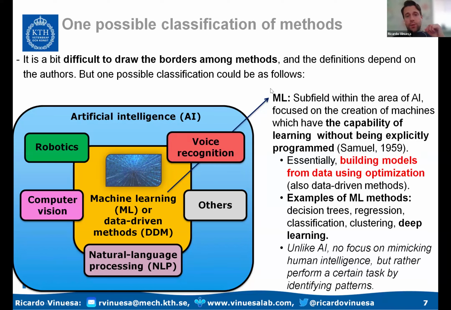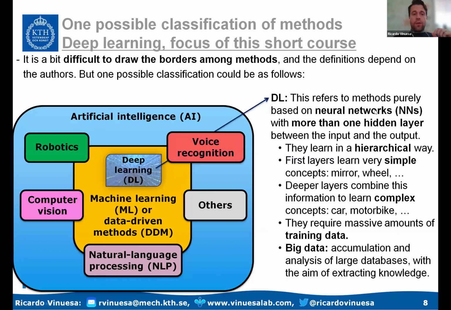And even narrower than machine learning, we have the area of deep learning. So deep learning refers to a particular method within machine learning, which is using neural networks with more than one hidden layer. So you have your input layer, your output layer. In between, if you have more than one hidden layer, then you have a deep neural network.